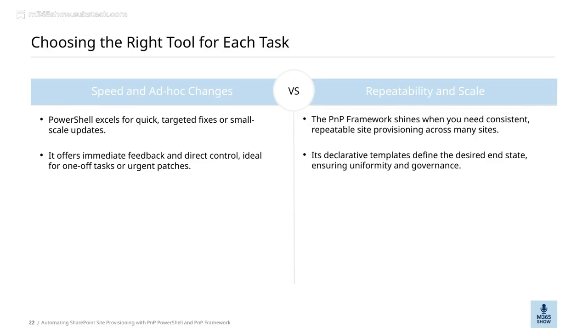On the other hand, PowerShell is perfect for quick, targeted fixes or small-scale updates. It offers immediate feedback and gives you direct control, making it ideal for one-off tasks or urgent patches that need to be handled swiftly. So, when you're thinking about scale and repeatability, the PnP framework is your go-to. But if you're working on speed and ad hoc changes, PowerShell delivers that agility. Understanding these differences helps us choose the right tool for the right job, optimizing our SharePoint management process.